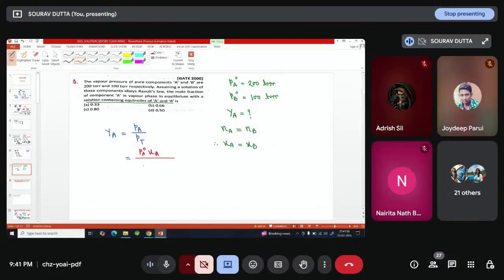In case of PA, you can write PA naught XA. In case of PB, you can write PB naught XB. That is basically PA plus PB equals the total vapor pressure. I have already told you. Now XA and XB are equal.